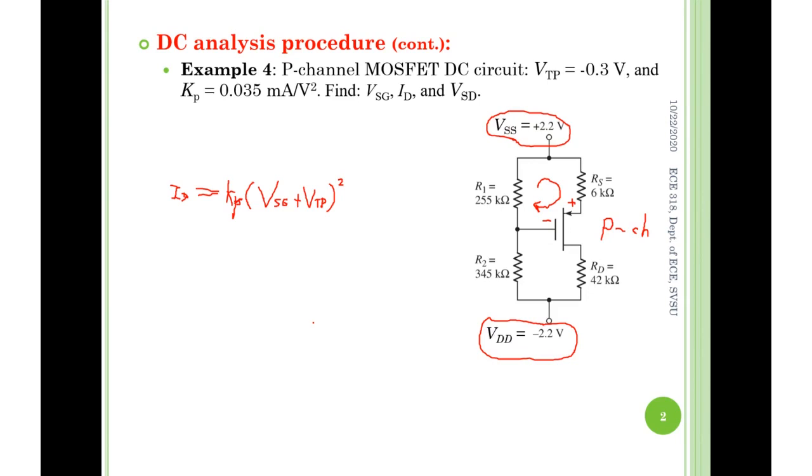This is the saturation ID current. And later on, when you do the checking, what do you need? VSD, compared with VSD saturation. By the way, trust me, it's very hard to write. And the VSD saturation voltage equals VSG plus VTP.